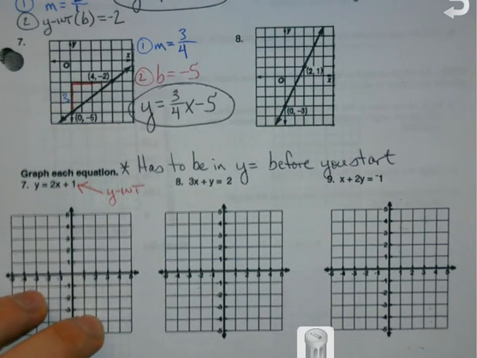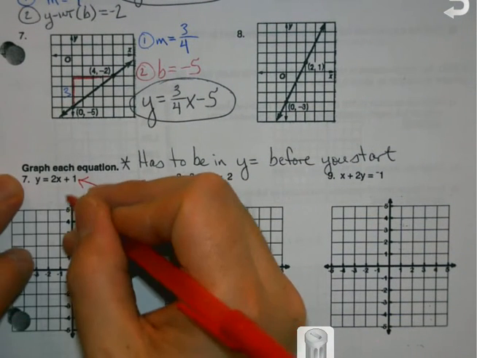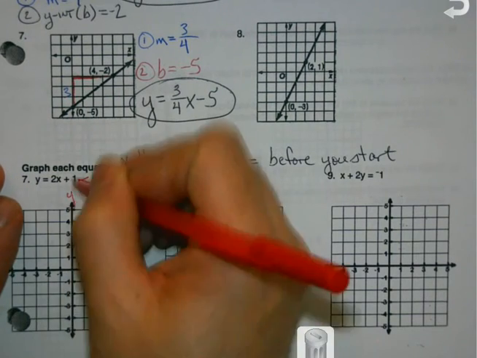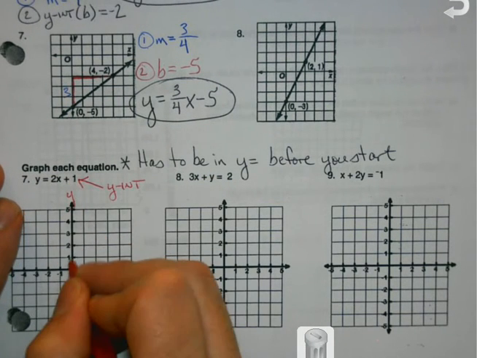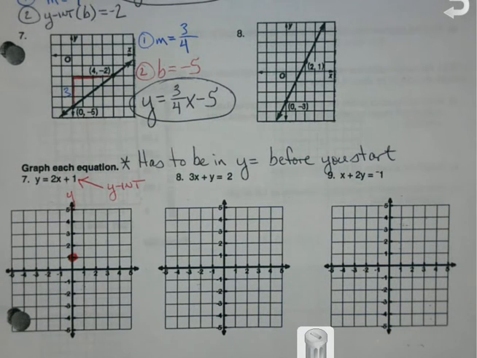So the number hanging out on the end is going to be my y-intercept. And again, my y-axis is this guy that goes up and down. So I just say, okay, well, if it's positive 1, there's positive 1. I'll put a big old dot on that point.